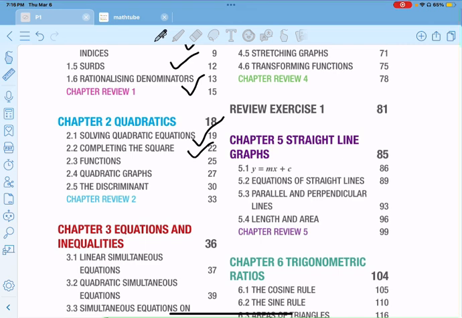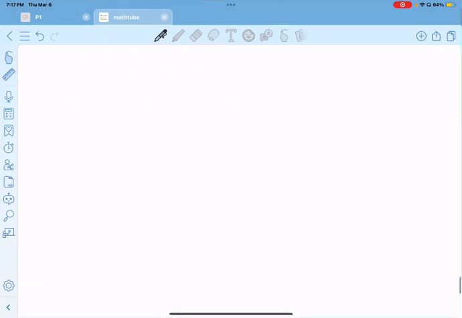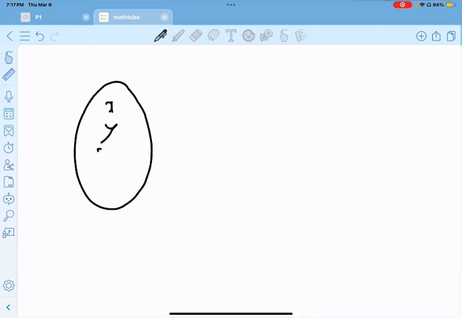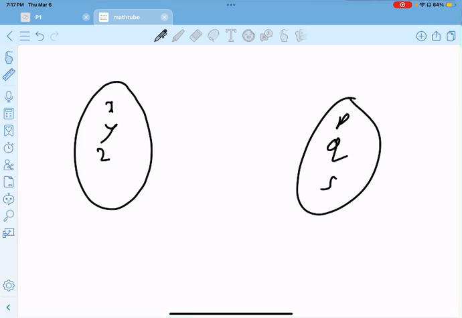Next up is functions. A function is basically a mathematical relationship that maps each value in a set of inputs to a single output, okay? Now, the set of possible inputs is what we call the domain, and the set of possible outputs is what is known as the range. What do we mean by this? You have the input numbers x, y, z. You have the output numbers p, q, s.